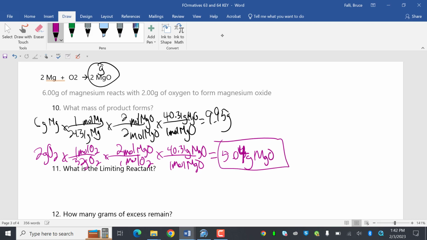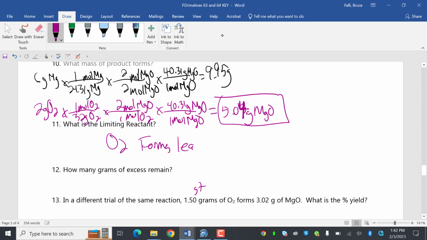What is the limiting reactant? O2, it forms the least. How many grams of excess remain?